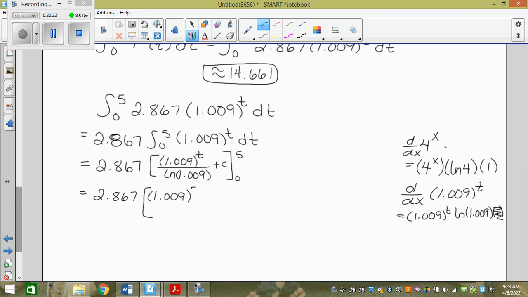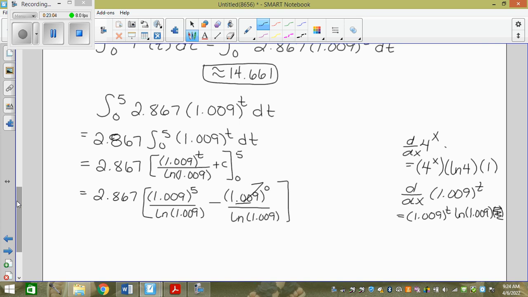1.009 to the 5 over ln 1.009 minus 1.009 to the 0. What's anything to the 0? 1. Will they expect you to turn that to a 1? Yes. They will expect you to turn that to a 1. They'll expect when you go e to the 0 to turn that to a 1. Right? Anything to exponent 0, they're expecting you to turn it to a 1. And then it would be over ln 1.009. So if this was a non-calculator section, I would have 2.867, 1.009 to the 5 over ln 1.009 minus 1 over ln 1.009. Box it, moving on.